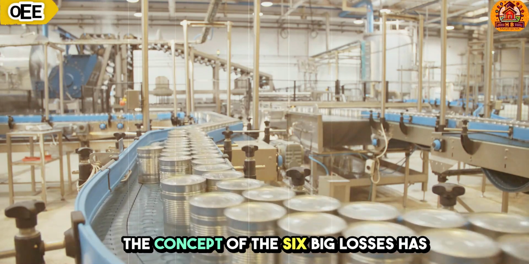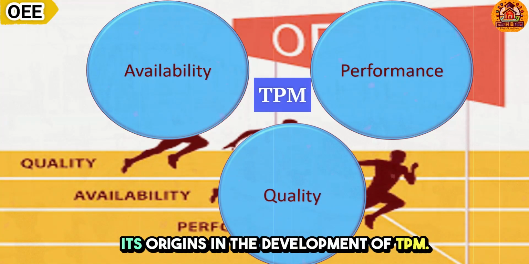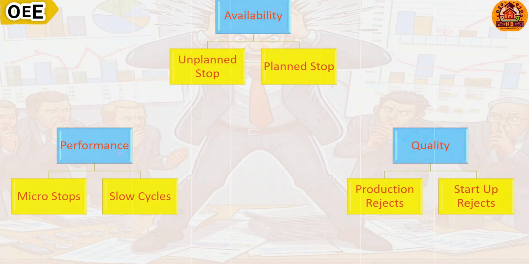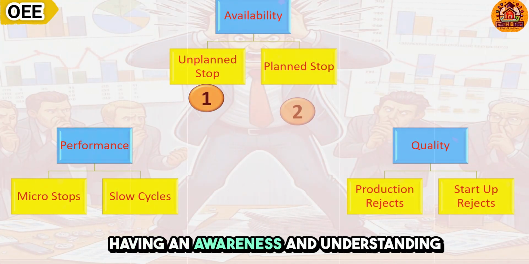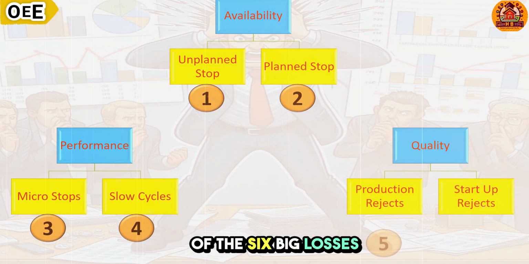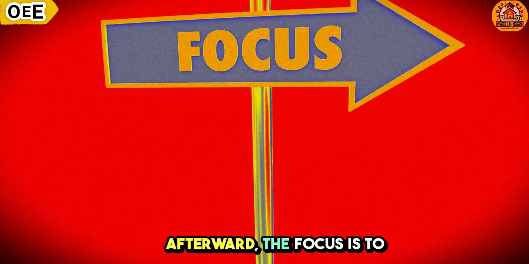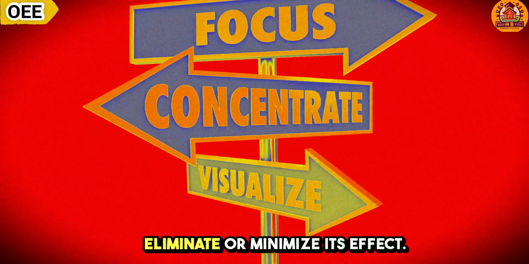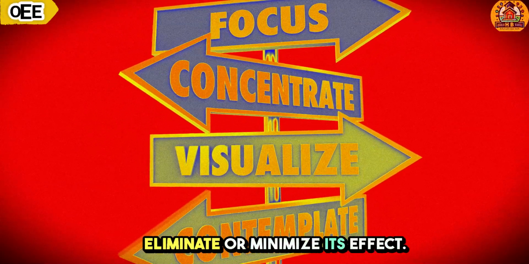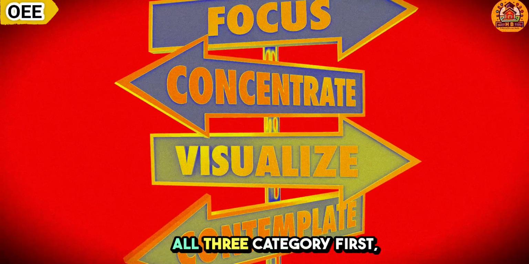The concept of the 6 big losses has its origins in the development of TPM. Having an awareness and understanding of the 6 big losses enables us to identify them in operation. Afterward, the focus is to eliminate or minimize their effect. Now we'll understand these 3 categories one by one.